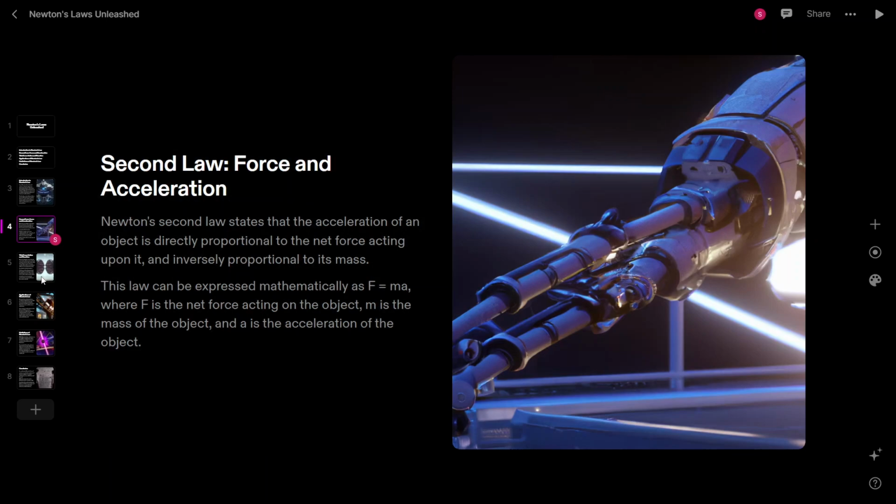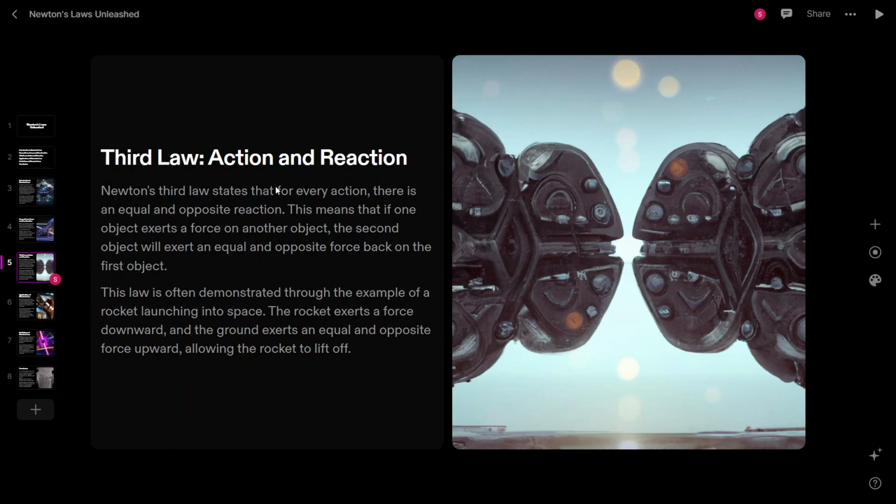And the third law, action and reaction. Newton's third law states that for every action there is an equal and opposite reaction. This means that if one object exerts a force on another object, the second object will exert an equal and opposite force back on the first object.